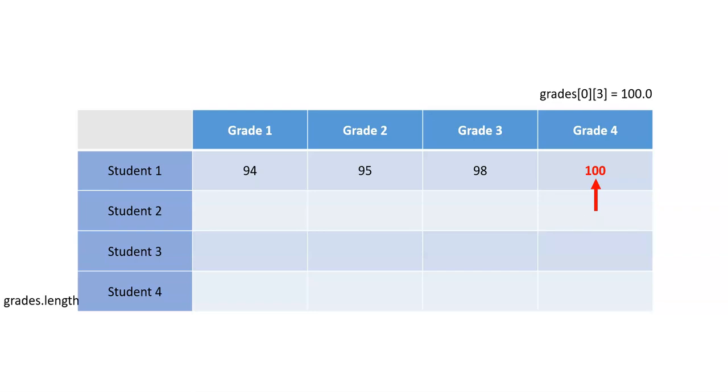Determining the depth, or how many rows are in a 2D array, we can determine that by simply typing grades.length. To move on to the next row, we will type grades sub 1 sub 0, meaning we moved on to the second row, but the first element in that second row. And we move down the column as we did in the first column.